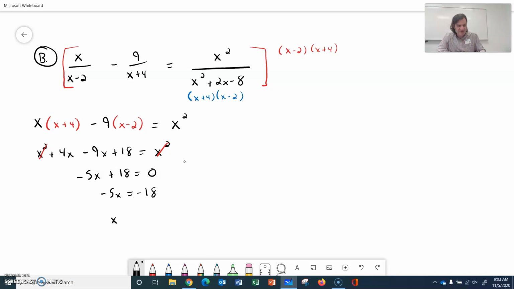And I'll move the 18 over, divide by the negative 5, so it looks like my answer is 18/5. So one answer, but let's go back up here and see. All we have to do is make sure it doesn't cause a problem in those denominators of x minus 2. So the problem with that would be 2, which 18/5 is not. Adding 4 to it will not make it 0, so it's not a problem in any of the denominators. So we will say it works and keep it.